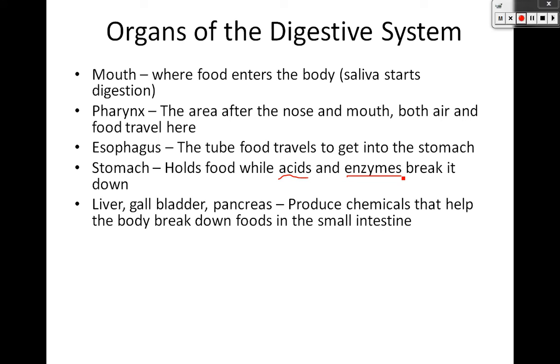Then, we didn't do this, we kind of went in a different order when we drew it, but you've got the liver and the gallbladder and the pancreas. And these do several different things. But the main thing they do when we're talking about the digestive system is they produce chemicals, again, a lot more enzymes, but other chemicals as well, that help the body break down food in the small intestine. So they put their chemicals directly into the first part of the small intestine, because the small intestine is really where the majority of the digestion takes place. So you need the liver and the gallbladder and the pancreas to give you those chemicals that you need to break down all of the food.